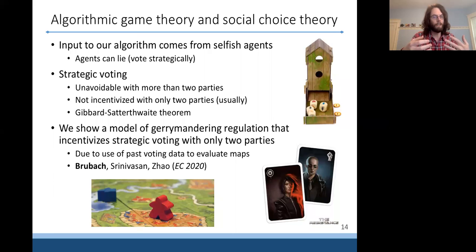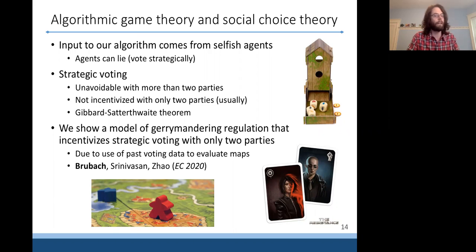But how did we actually do this? If you've tuned out a little bit, because I've been talking about stuff you already know about gerrymandering, here's the point to tune back in. When we took a big random sample of maps and evaluated which party would get some number of seats on each map, we used past voting data, like data from a previous Senate election, to simulate who would win a number of seats in a given map.